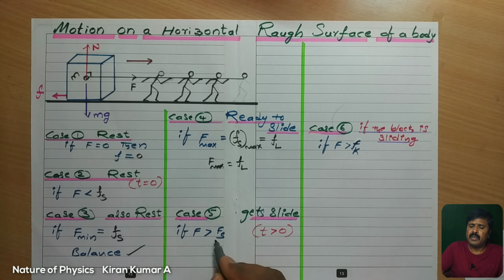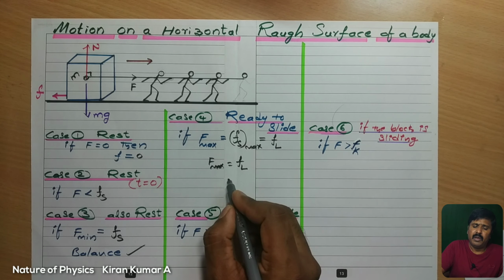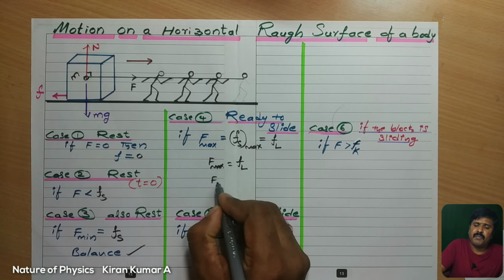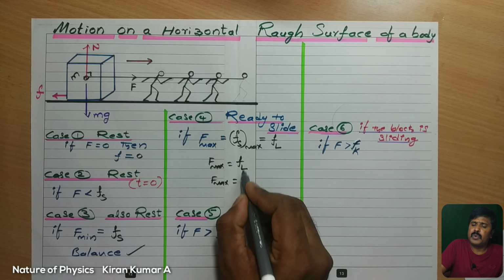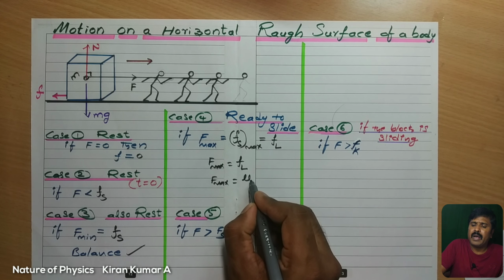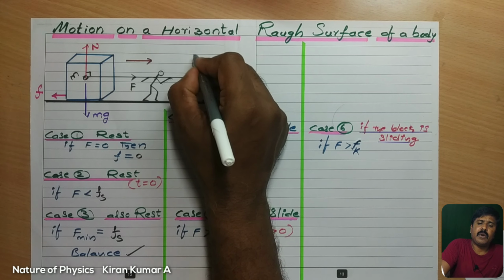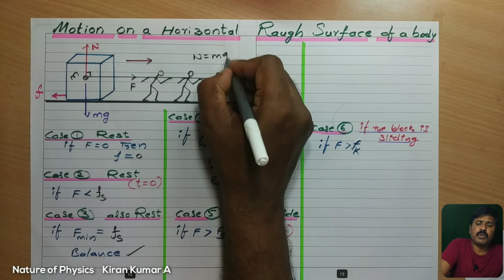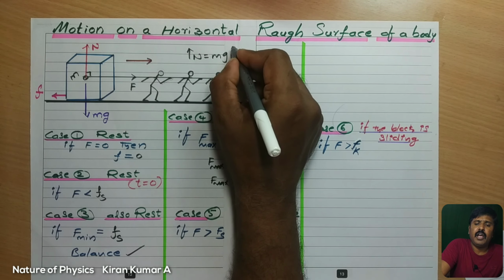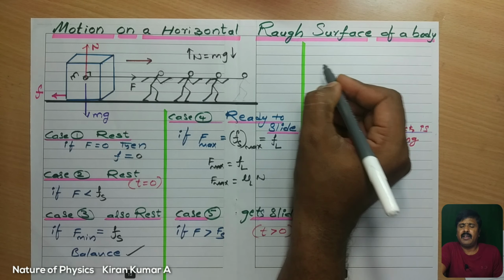And next, case 5. The formula for F max, which is equal to Fl, is mu_l times N, where N is equal to mg. Both are equal in magnitude and opposite in direction. The normal reaction and the weight of the body are balanced.